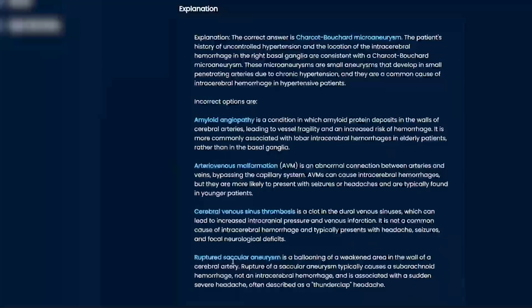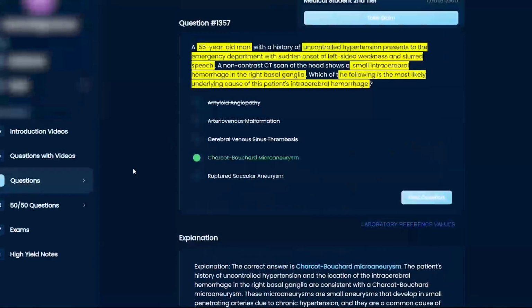Then you have the ruptured sacular aneurysm, the ballooning and weak artery of a cerebral artery rupture. The aneurysm usually causes a subarachnoid hemorrhage, not an intracerebral hemorrhage. So this is a way bigger rupture, and this is the one they call a thunderclap headache. That's the difference. Does it make sense? I'm trying to show you that you can break these down further and make it easier on yourself.